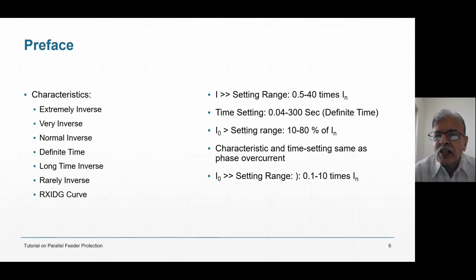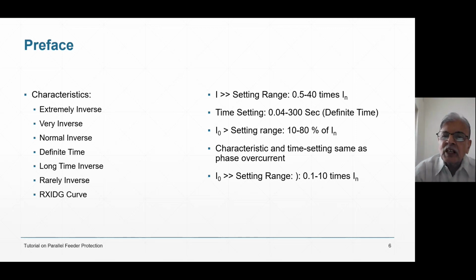The I double greater setting is 0.5 to 40 times the rated current, 1 ampere or 5 ampere. The time setting in I double greater is 0.04 to 300 seconds. Usually 300 seconds is too much. If the current is so high, 40 times, then the equipment will be damaged. So we need to trip within 0.04 second only, that is 2 cycles. And it is definite time; they do not give any inverse characteristic.